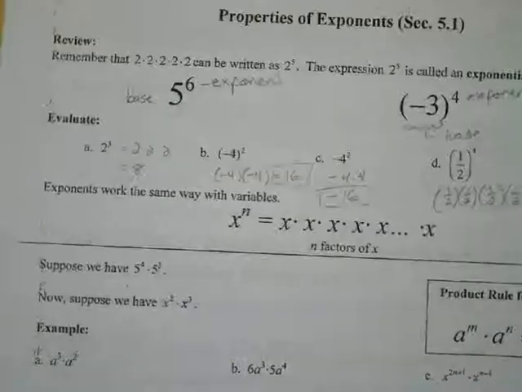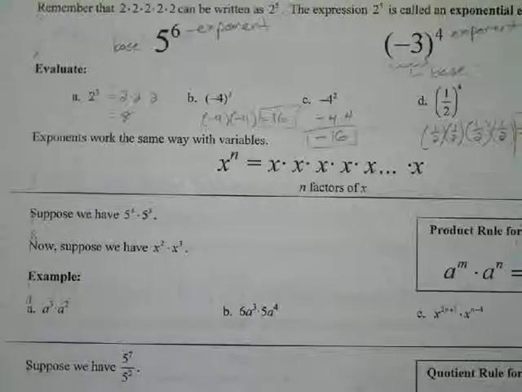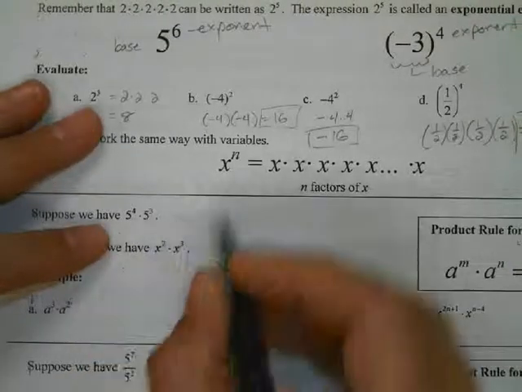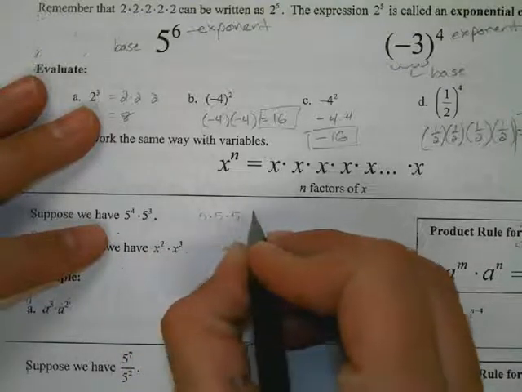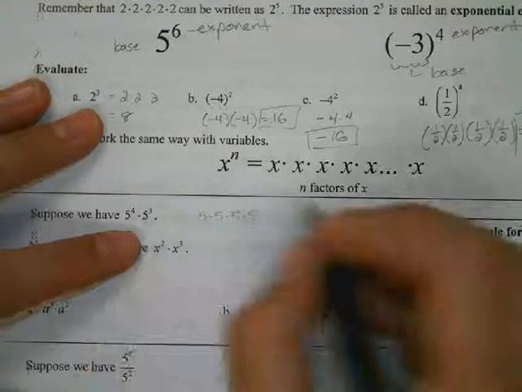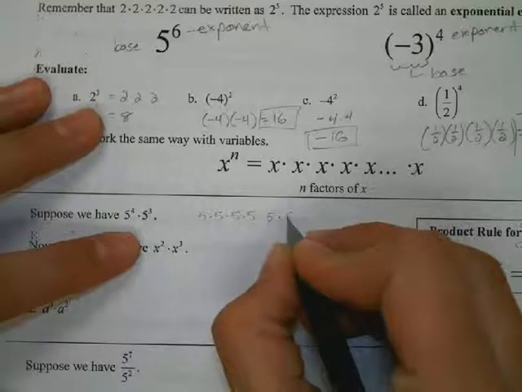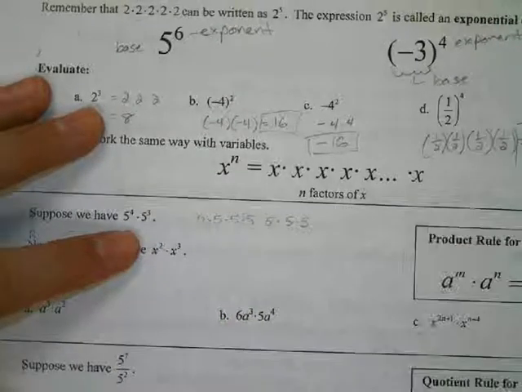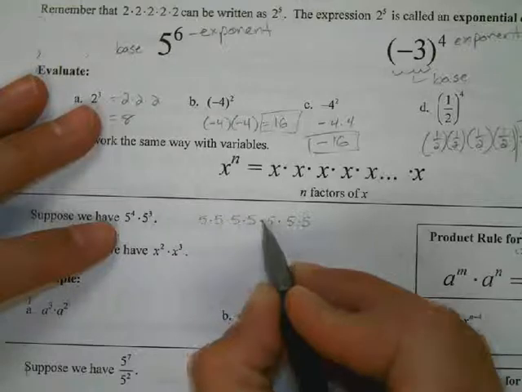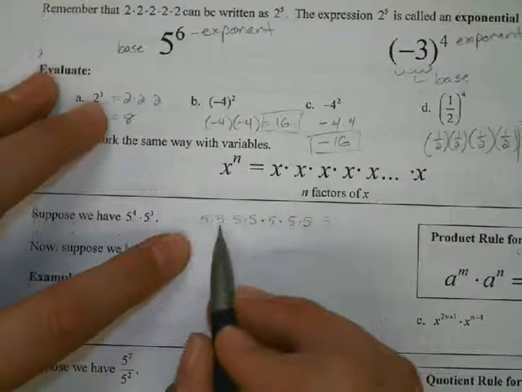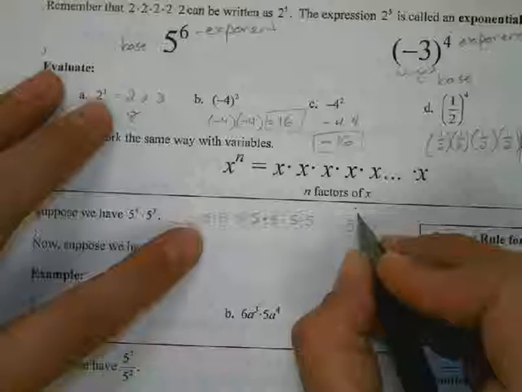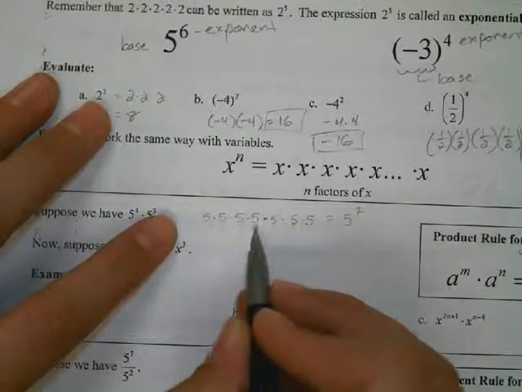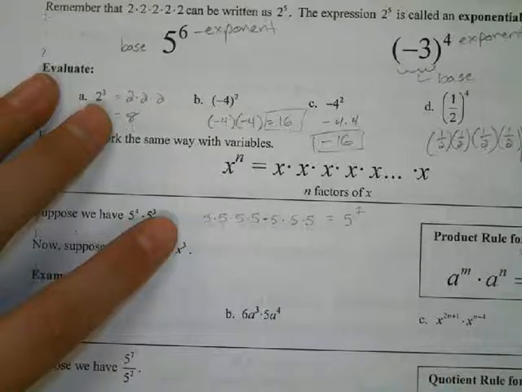Suppose we have 5 to the 4th times 5 to the 3rd. If you write that out, 5 to the 4th means 4 5's multiplied together, and 5 to the 3rd means 3 5's multiplied together. So if I multiply those two things together, now I've got 5 times 5 times 5 times 5 times 5 times 5 times 5. I can rewrite that as 5 to the 7th. I am multiplying 7 5's together.